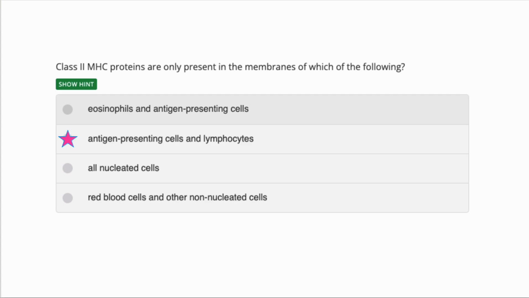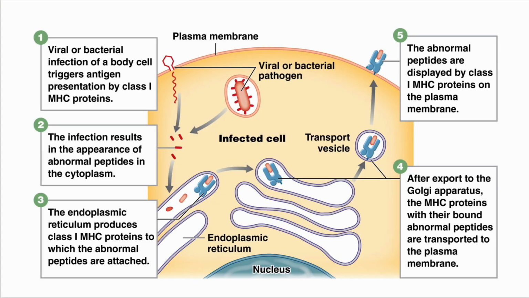And there we go. We're going to find MHC2 proteins only on antigen-presenting cells and lymphocytes. All the other kinds of cells are going to use MHC1. All right, so what does this look like? Well, let's take this image from your book and walk through it.